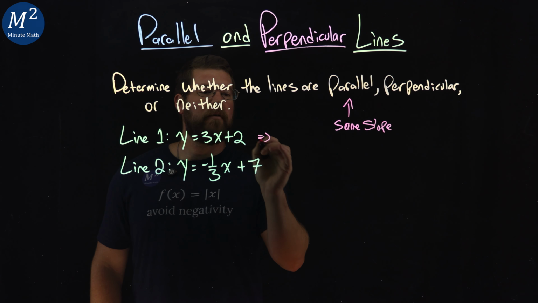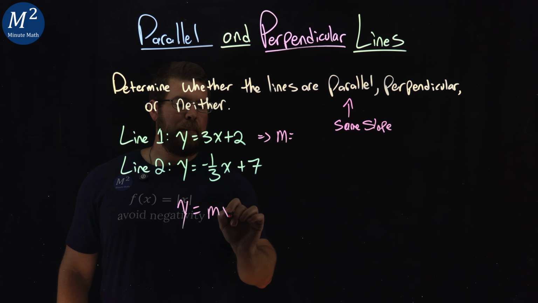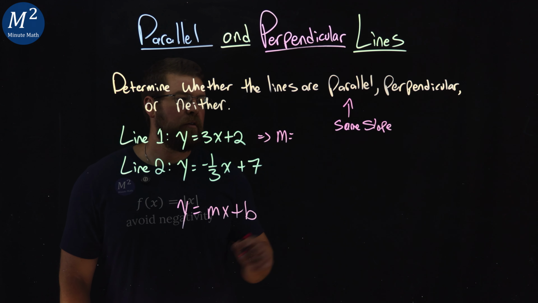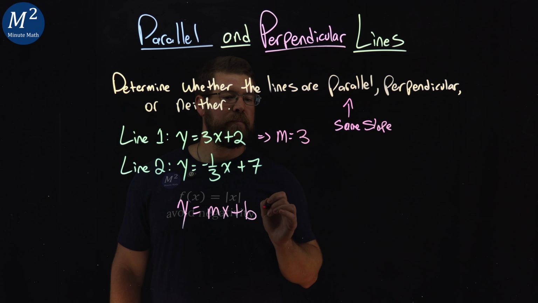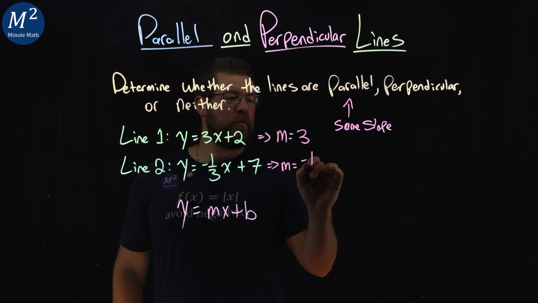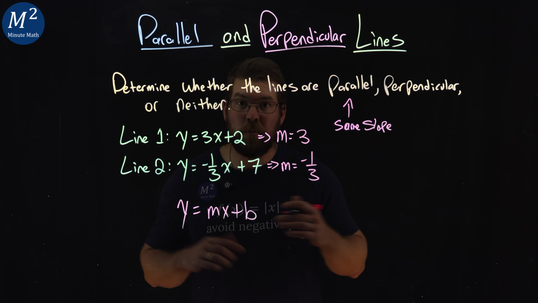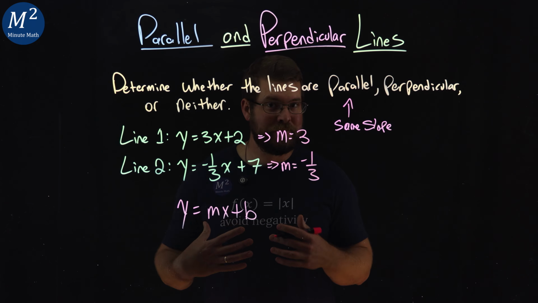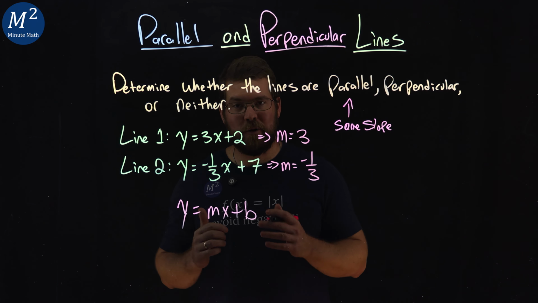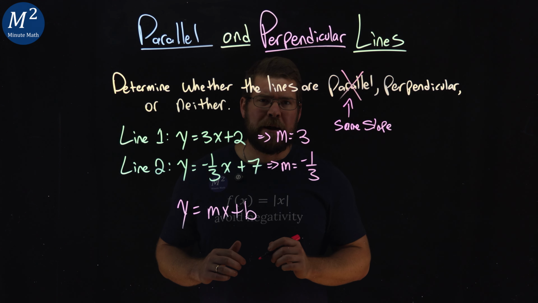Well, the slope of our first line, in the form y equals mx plus b, is the m value, and our first line has a slope of 3. Our second line has a slope of negative 1/3. And so, since these slopes are not the same, we know they are not parallel. They have to be the same slopes for this to be parallel, okay? So, it's not parallel.